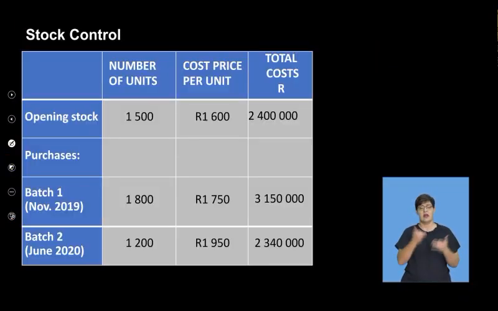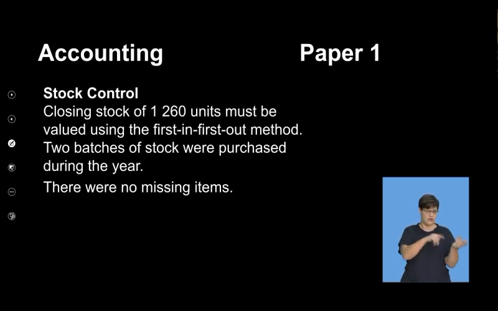We are told that we had bought stock. Okay, let's go to the previous slide. They're telling you here, closing stock is made up of 1,260 units. Okay, so they're giving you the number of units.